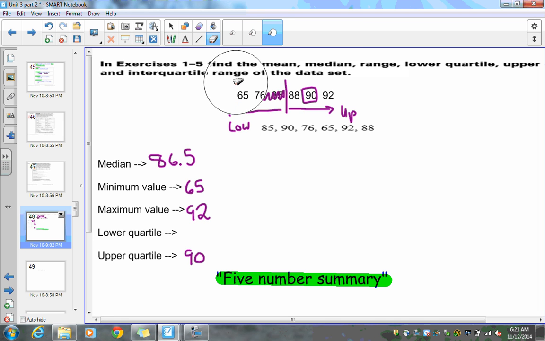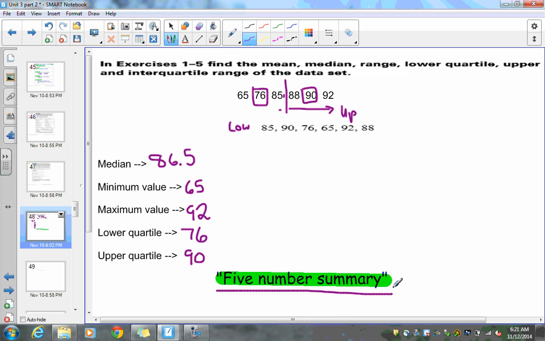Same concept with the lower quartile. You have 65, 76, 85. What would be my median of this data? It would be 76, which is the middle number. So with this information here, the five number summary, we have everything filled out. Now I'm going to show you in a second how to apply this, but for right now, there we go.